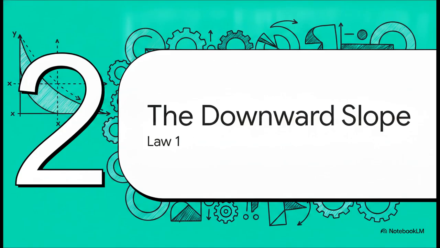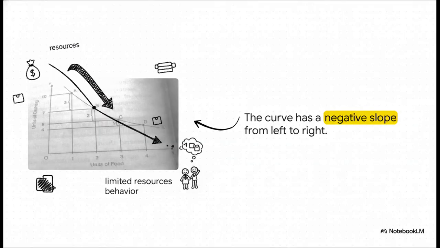Law 1, the downward slope. This brings us to our very first property. When we plot that data from our schedule, it reveals a curve that slopes downward from left to right. It has a negative slope. Now this isn't just some random drawing. It's a direct geometric reflection of human behavior when our resources are limited.